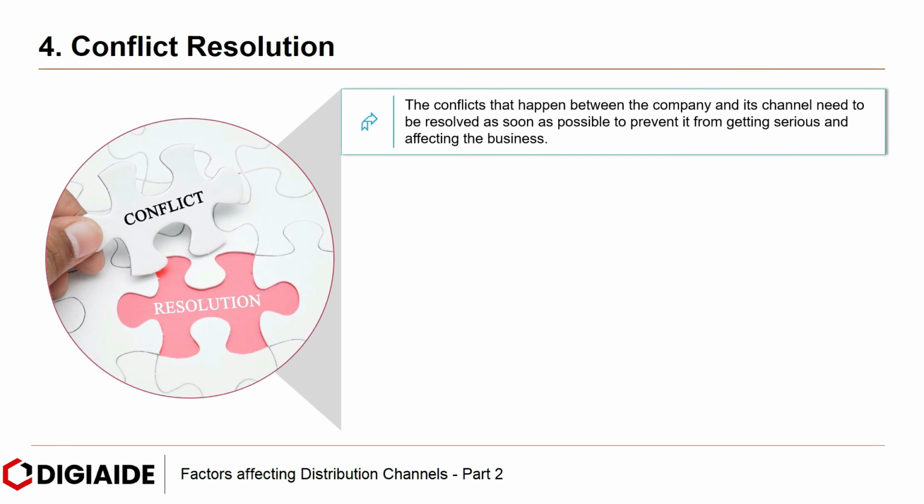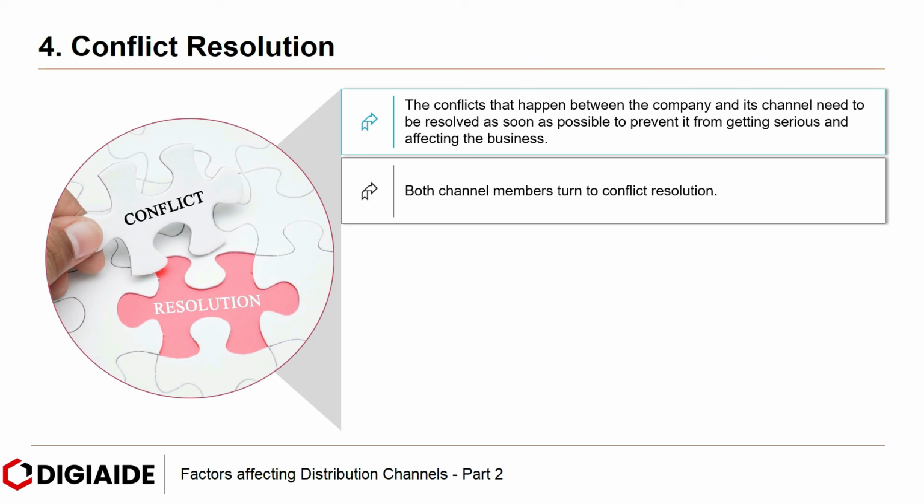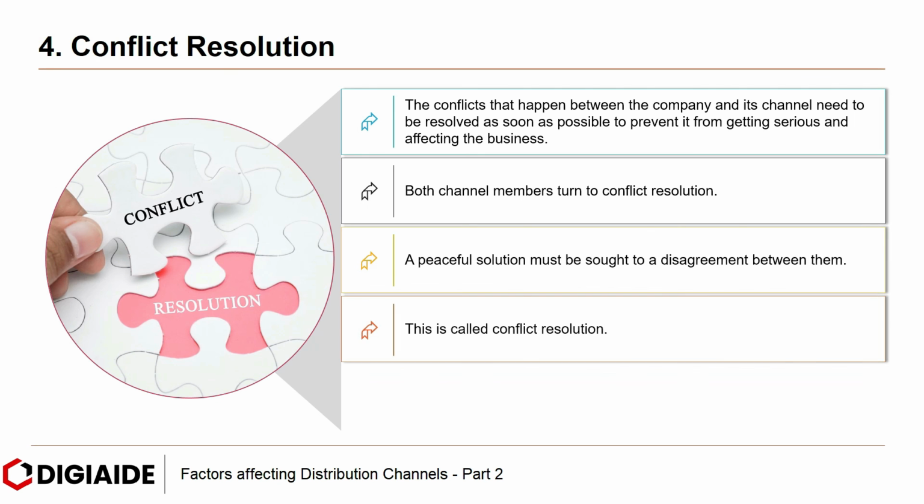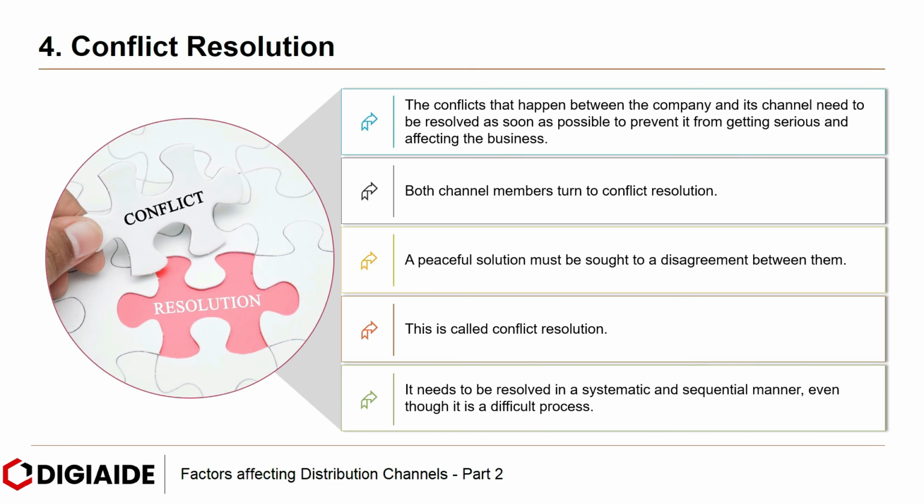The conflicts that happen between the company and its channel need to be resolved as soon as possible to prevent it from getting serious and affecting the business. Both channel members turn to conflict resolution. A peaceful solution must be sought to a disagreement between them. This is called channel resolution. It needs to be resolved in a systematic and sequential manner, even though it's a difficult process.